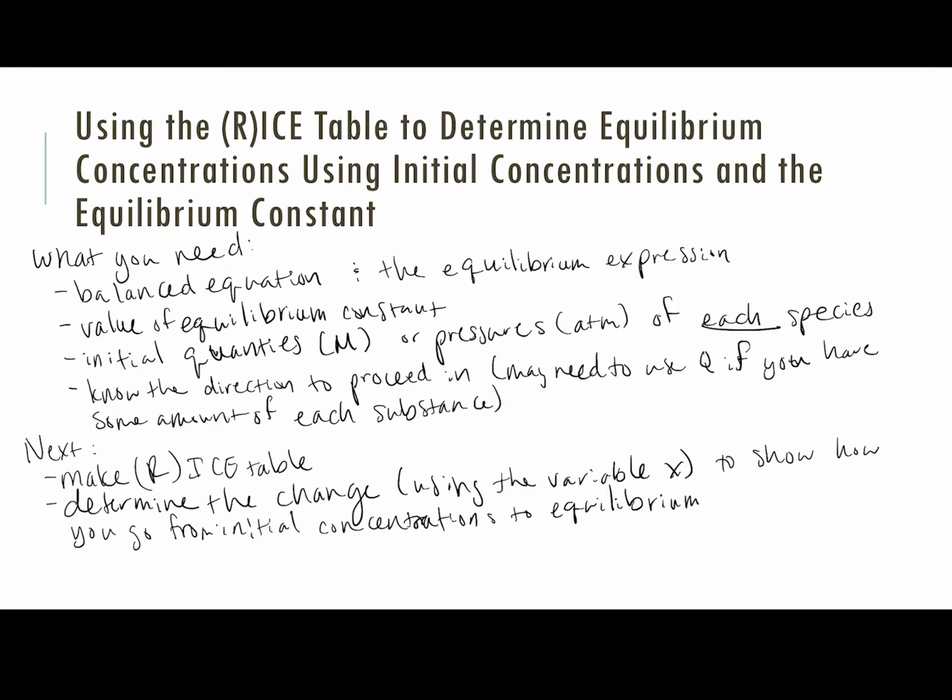Okay. As a note, take into account stoichiometry. It's very important when you're doing your change that you know that the stoichiometry is going to be important. Then you're going to solve for your change. So you're going to add together your initial row and your change row to get your equilibrium row.